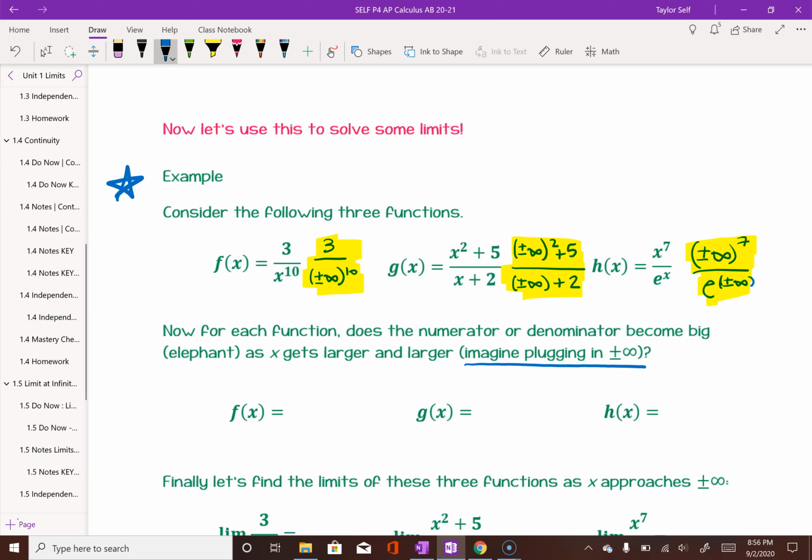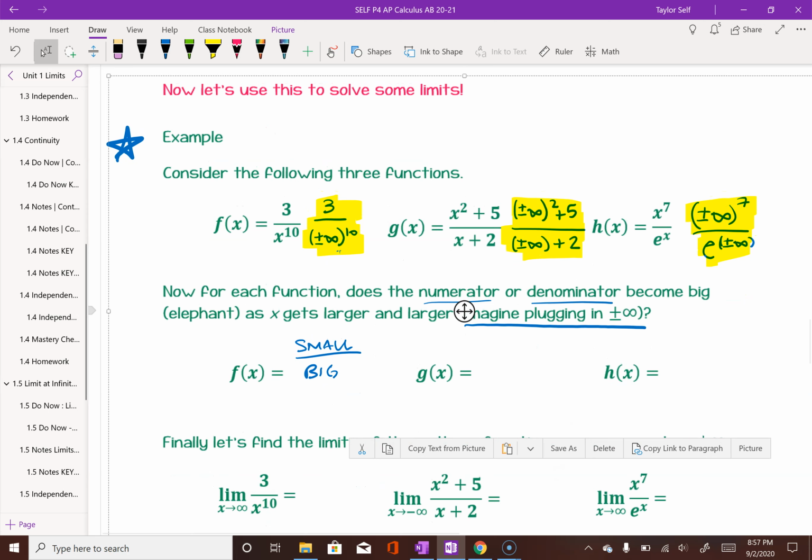So now, let's think about which is getting bigger, the numerator or denominator. Which one's growing faster? So for f of x, what's growing here? What's getting giant? The denominator. Plus or minus infinity to the 10th, that's getting big. So we're going to call that the elephant. So we have 3 is a puppy, or small, over big. That's how I'm going to think of f of x, small over big.